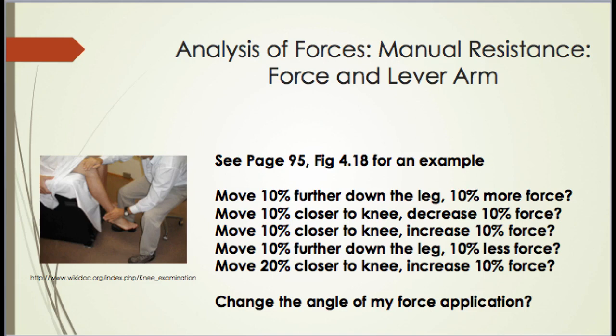In other words, if the patient is producing 100 newtons of force through the quadriceps, is the examiner pushing back with 100 newtons of force? Or is that more? Or is that less? And why? It should be apparent that it's going to be more by the examiner. And why? Because the angle is not optimized.